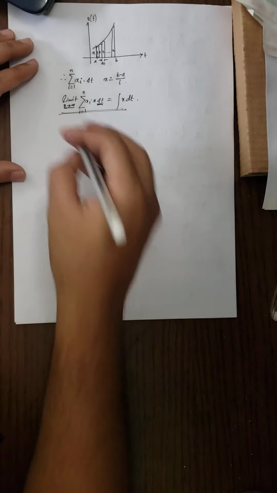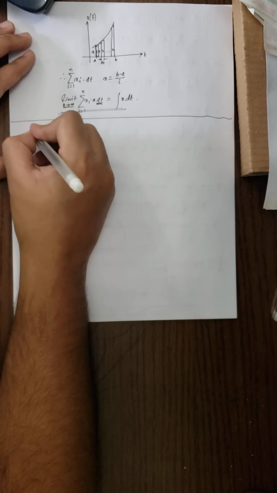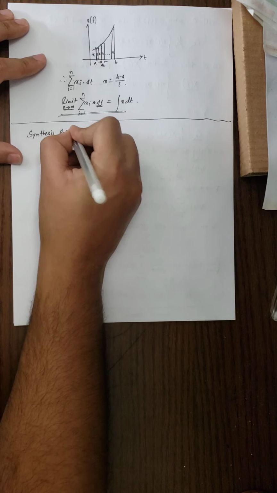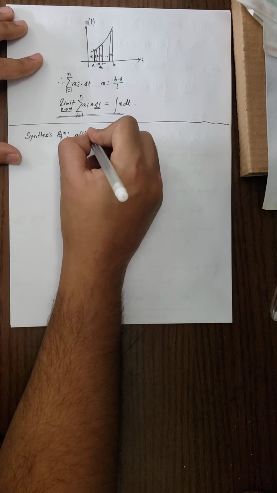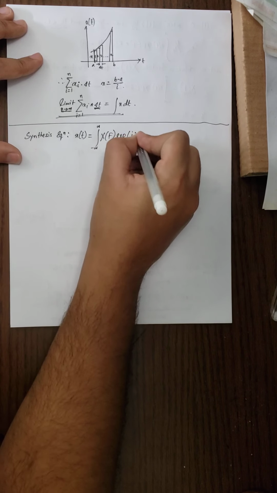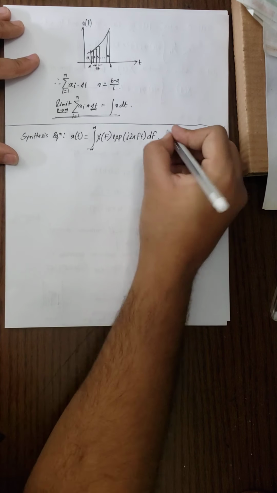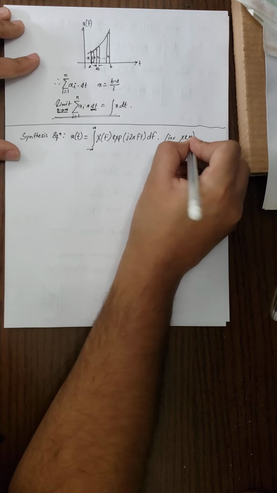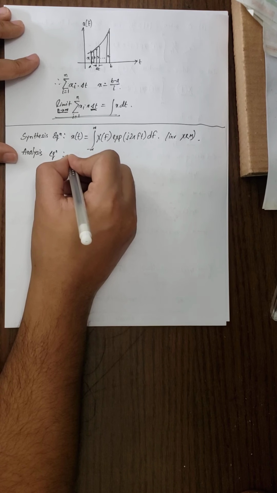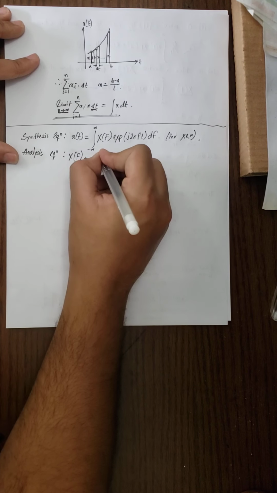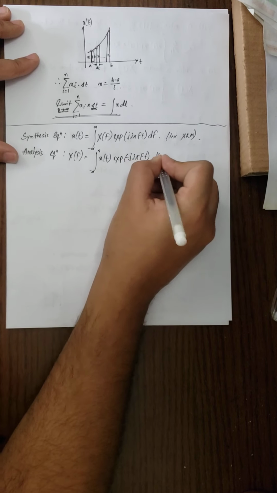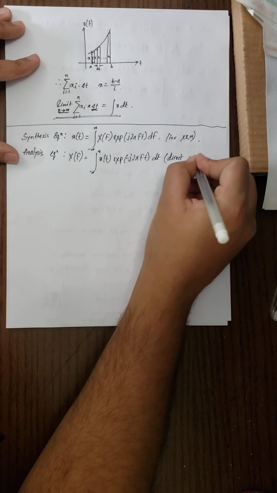So, upon summarizing, we get the synthesis equation where x of t equals minus infinity to infinity x of f e to the power j twice by f t df, which is the inverse transform, and the analysis equation x of f equal to minus infinity to infinity x of t e to the power minus j twice by f t dt, which is the direct transform.